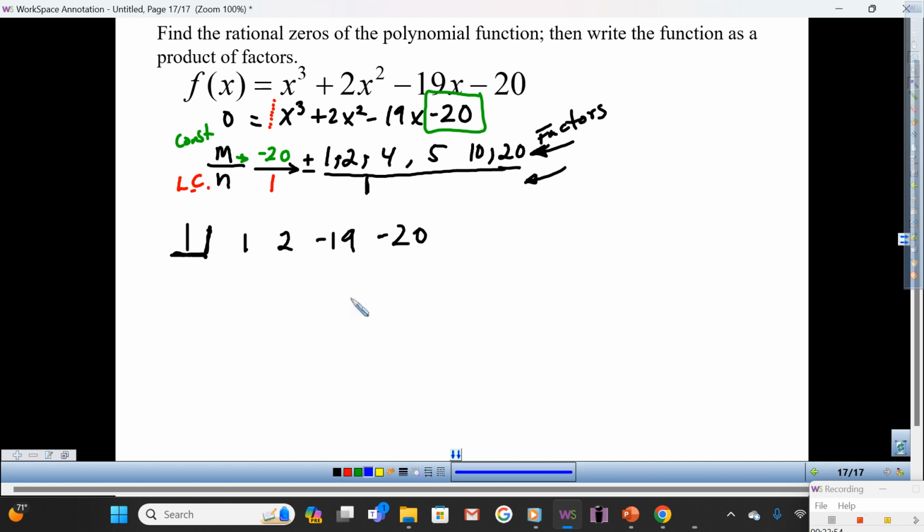So for the positive 1, I'm going to do in blue, positive 1. Here we go. Bring down the 1. So what is 1 times 1? 1. Combine these, that's 3. What is 1 times 3? 3. Combine that, that's -16. What is 1 times -16? -16. Combine that, that's -36.